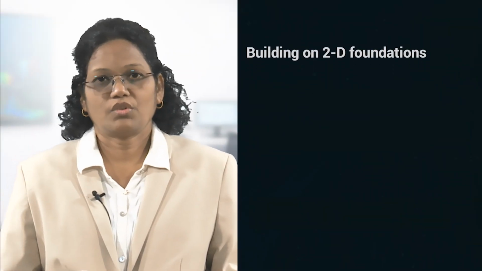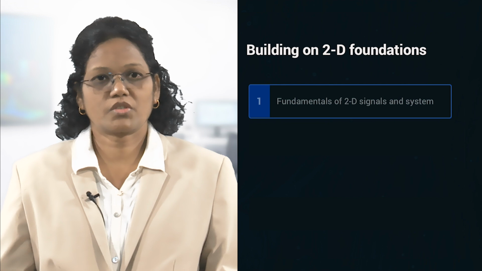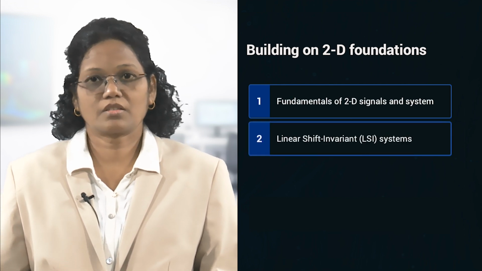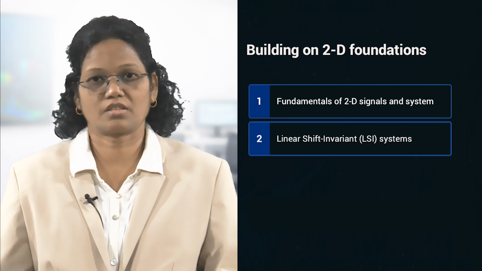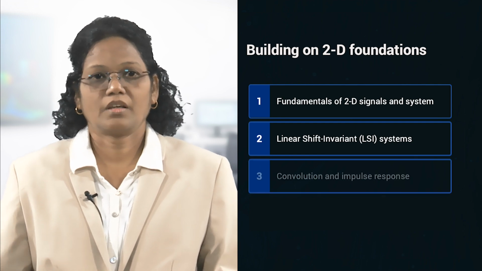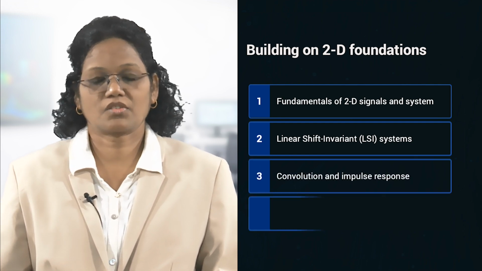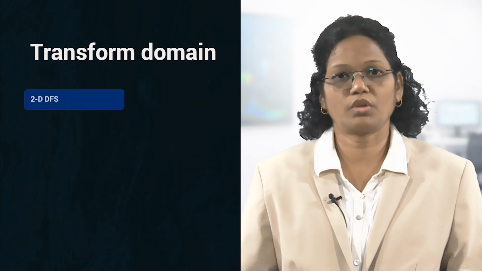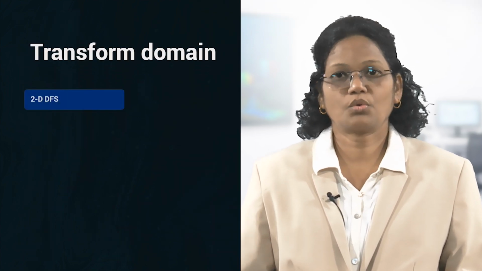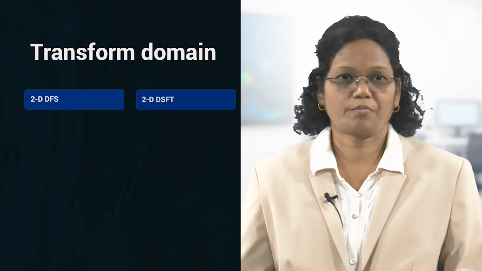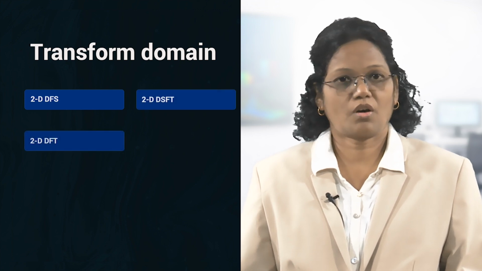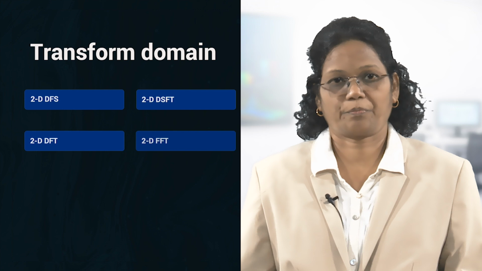Second module covers the fundamentals of two-dimensional signals and systems, characterization of linear time invariant or linear shift invariant systems, convolution, impulse response, assessing stability of systems. Next comes transform domain details, Fourier analysis of two-dimensional signals such as 2D discrete Fourier series, 2D discrete space Fourier transform, 2D discrete Fourier transform, and 2D fast Fourier transform.